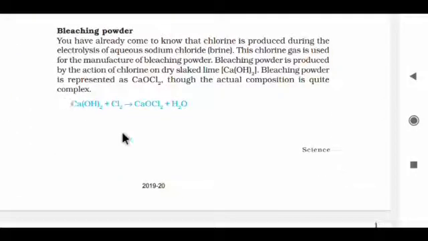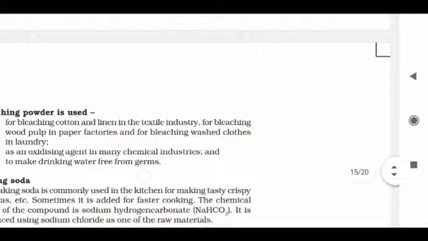How does the reaction happen? Calcium hydroxide, Ca(OH)2, plus Cl2. This is the formula of bleaching powder, CaOCl2 plus H2O. This Cl2 will combine with this Ca(OH)2, and one oxygen will be released from here, and with the two hydrogen atoms, one water molecule will be released here, and your product will be formed.